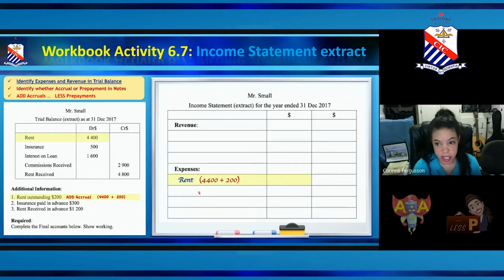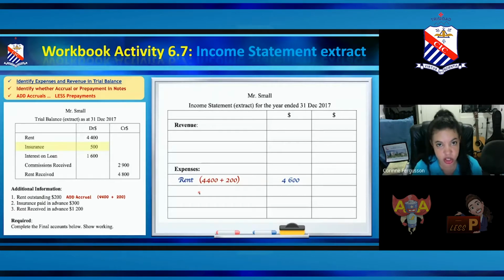And the answer you get, you would put it in, usually, the second column, the middle column. But when we are doing the full income statement with all 3 columns, you would see better which column it goes into, right? So your answer, 4,400 plus 200 gives you 4,600. So after you have done that, you can always check it out. But I go back to my trial balance and I find the next one.